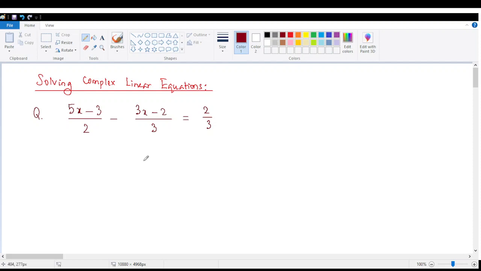Here is a question in front of us. 5x minus 3 over 2 minus 3x minus 2 over 3 equals 2 over 3. This is the particular question. So how are we going to solve it?